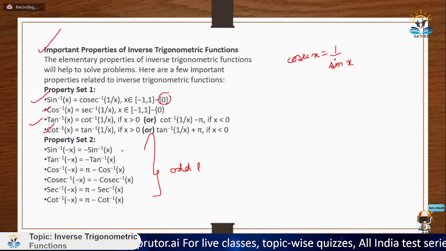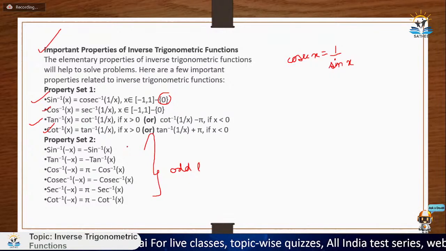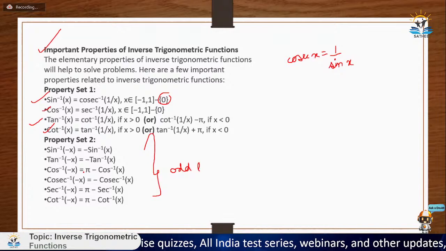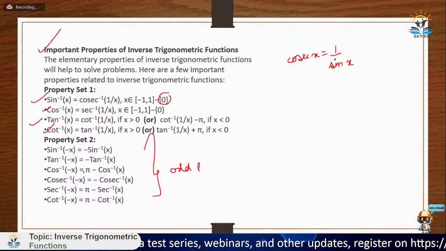Sine inverse minus x is minus sine inverse x. Tan inverse minus x is minus tan inverse x. Cosec inverse minus x is minus cosec inverse x. And for all the rest, they have pi minus. Okay. So I hope you got that. Let's move ahead to property set 3.